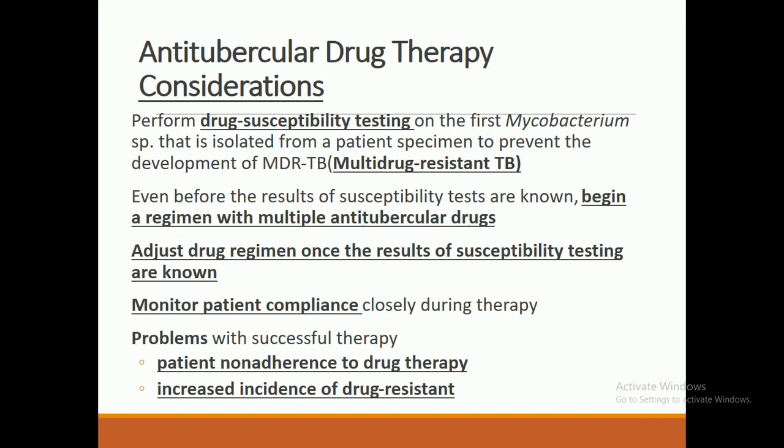Anti-tubercular drug therapy considerations: perform drug susceptibility testing on the first mycobacterium species isolated from a patient specimen to prevent the development of MDR-TB, multi-drug resistant TB. Even before the results of susceptibility tests are known, begin a regimen with multiple anti-tubercular drugs, and then adjust the regimen once the results are known. Monitor patient compliance closely during therapy, as patient non-adherence to drug therapy is a problem for successful therapy and increases the incidence of drug resistance.